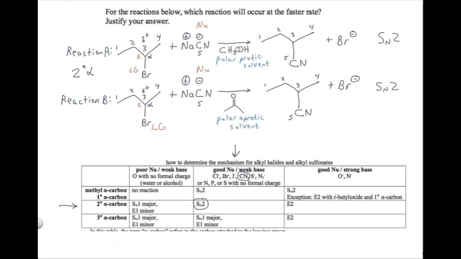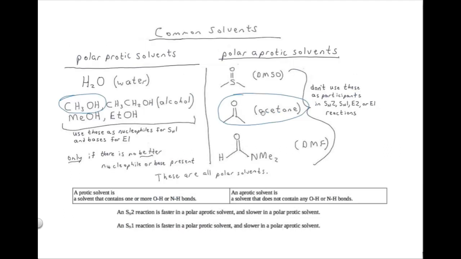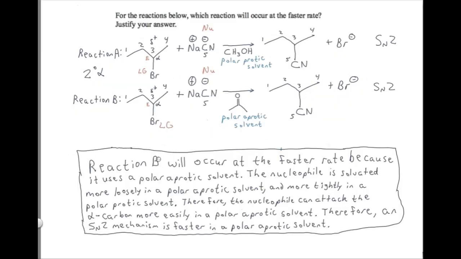You should recognize this solvent as methanol, methyl alcohol, and you should recognize this solvent as acetone. So in this problem, we're using these two solvents from our chart, acetone and methyl alcohol. And we need to use the idea that an SN2 reaction is faster in a polar aprotic solvent and slower in a polar protic solvent. Here's our answer. Reaction B will be faster.